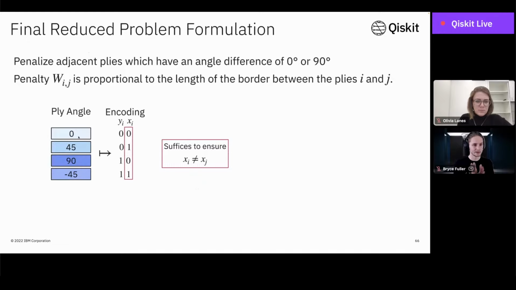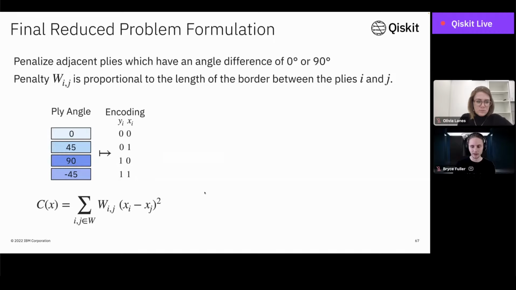I would like for everything to be offset by 45 degrees when you go between adjacent plies as much as possible. And you can convince yourself that it suffices to ensure that adjacent plies have a different bit in this second bit right here, right? So you can see that if both of them are 0, then it means that you either have a 0, 0, a 0, 90, a 90, 90, or a 90, 0, and all of those are disallowed, right? So this is how we're going to formulate our much more slimmed down version of their larger objective, right?